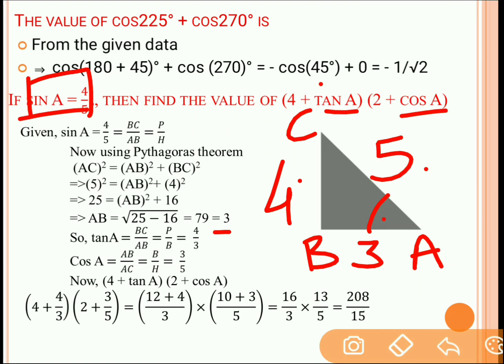Then we can find out the trigonometric ratios, that is tan A, because we need to find out the value of this formula, and in this formula tan A is given. So tan A will be equal to what? Opposite side upon adjacent side. So tan A will be equal to 4 by 3, and cos A will be equal to adjacent side upon hypotenuse, and that will be equal to 3 by 5.